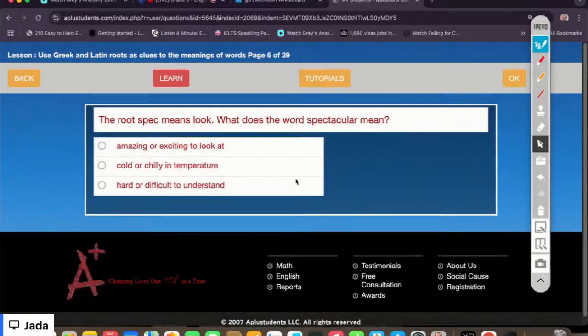So we have the root spec means look. What does the word spectacular mean? Amazing or exciting to look at, cold or chilly in temperature, hard or difficult to understand. Which of them?